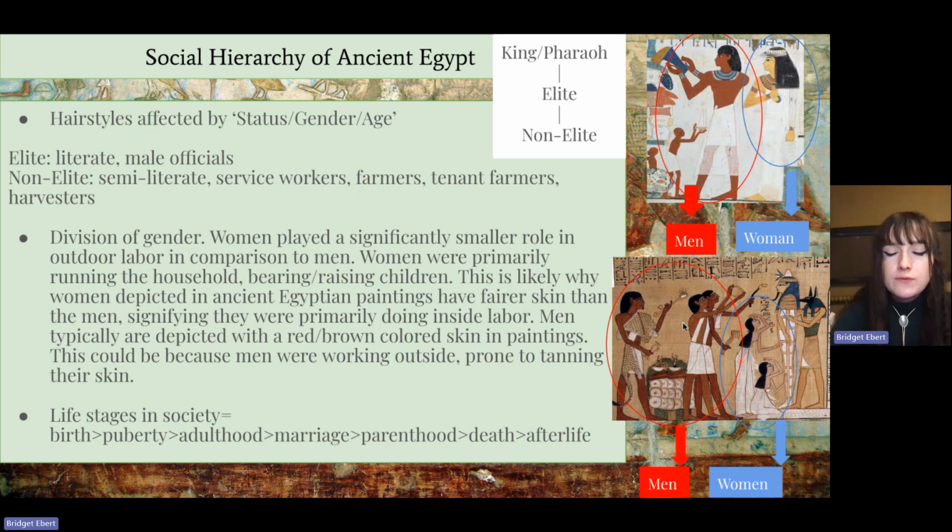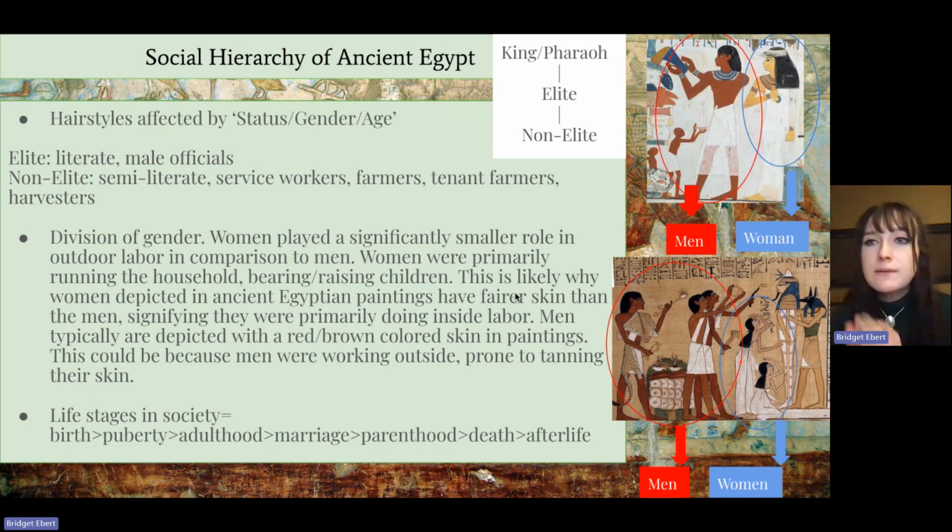And there's a division of gender. So women played a significantly smaller role in outdoor labor in comparison to men. Women were primarily running the household, bearing and raising children, and this is likely why women depicted in ancient Egyptian paintings have fairer skin than men, signifying that they were primarily doing inside labor.